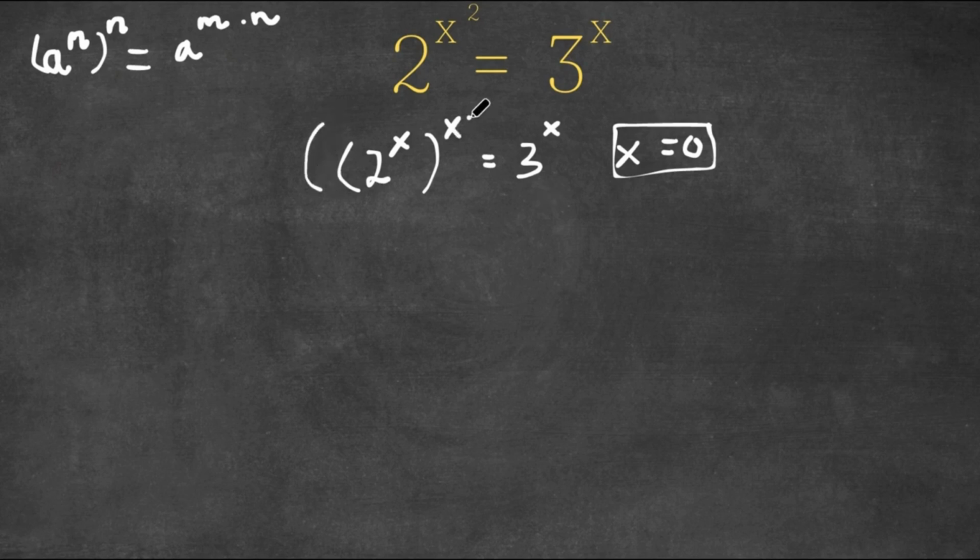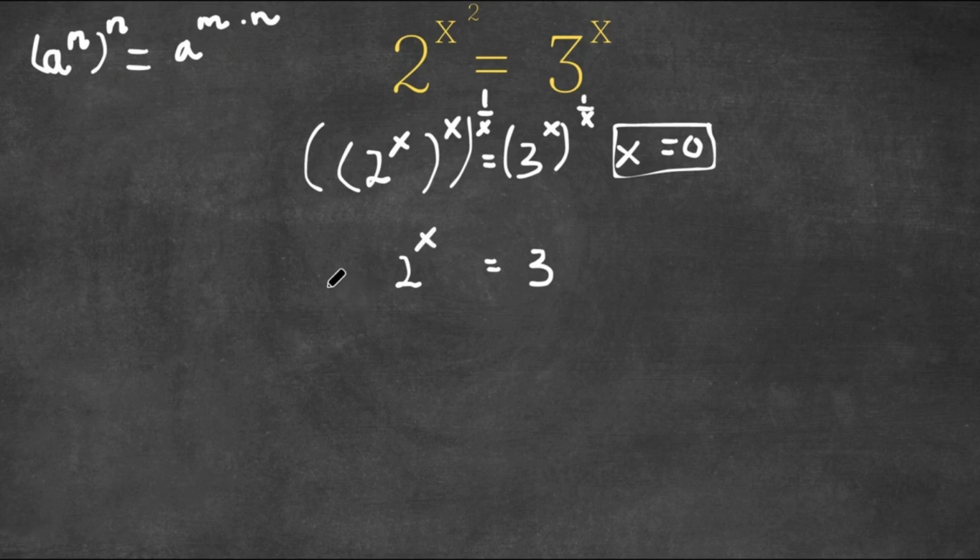So now I'm going to take the power of 1 over x on both sides. And remember, a to the power of m to the power of n is equal to a to the power of m times n. 3 to the power of x to the power of 1 over x is going to equal 3 to the power of x times 1 over x. And any number times its reciprocal is simply 1. So this would just be 3. This is equal to, again, 2 to the power of x to the power of 1 over x, which would just be 2 to the power of x. So now we have 2 to the power of x is equal to 3.